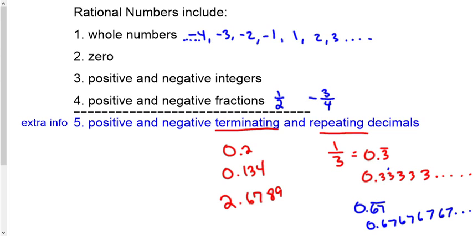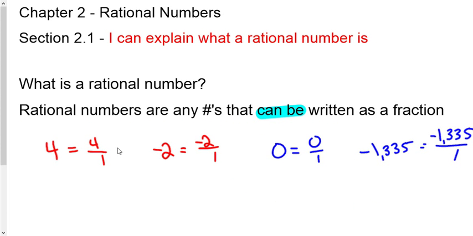Anyway, to recap, what is a rational number? It's any number that can be written as a fraction. If it's already a fraction, rational. If it can be turned into a fraction, then it's also a rational number. So if you had to explain to somebody what a rational number is, what would you tell them? Hopefully, it's got that basic idea of any number that can be turned into a fraction.